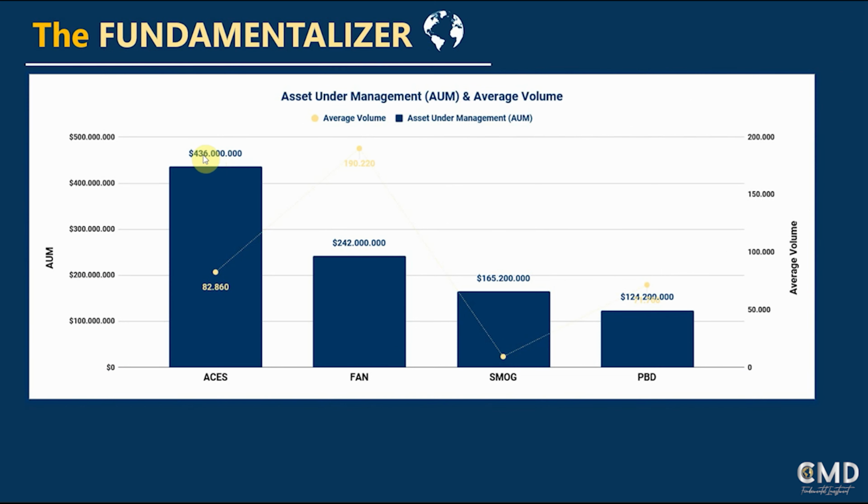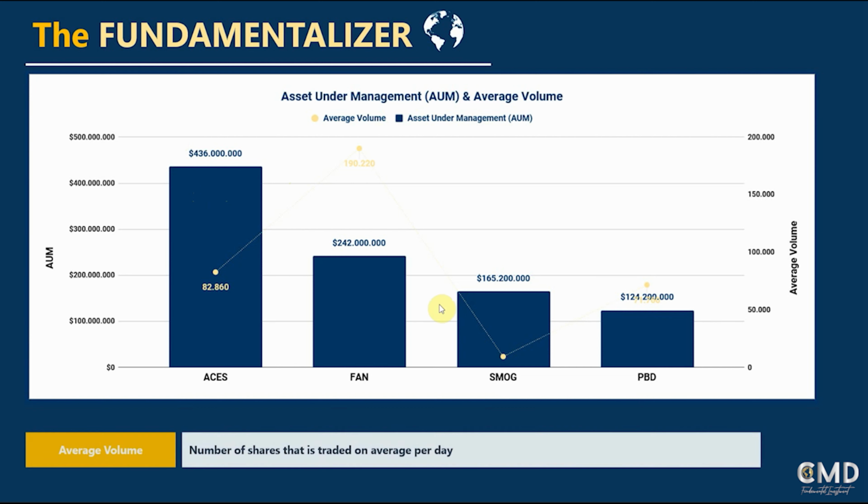We then want to understand also the assets under management and the average volume. So we can see assets under management, ACES is by far the biggest with 436 million. The smallest is PBD with 124 million. We are also interested in understanding the average volume, which shows the number of shares that are traded on average per day. And this is again to see how liquid it is. So if there's a lot of shares being traded every day, it's relatively liquid. If it's very low, it is more illiquid.